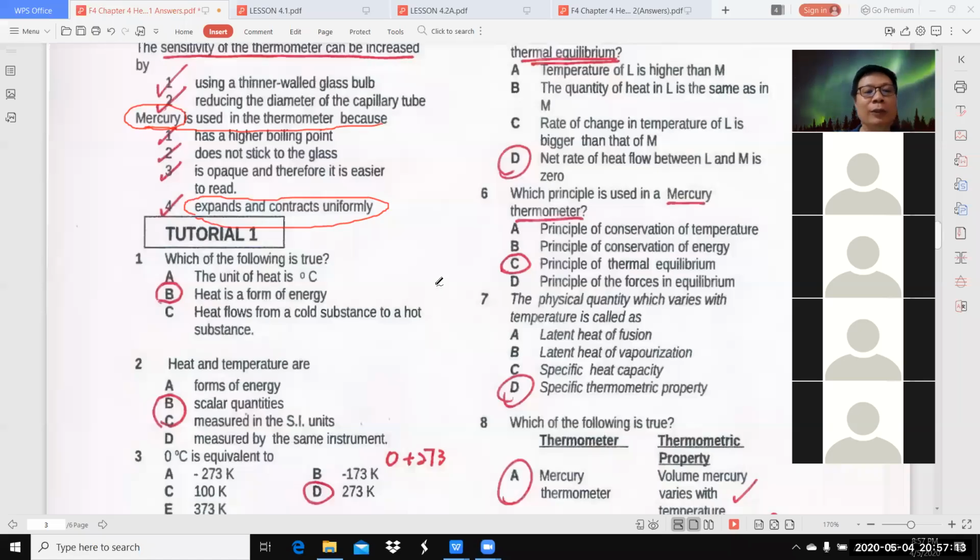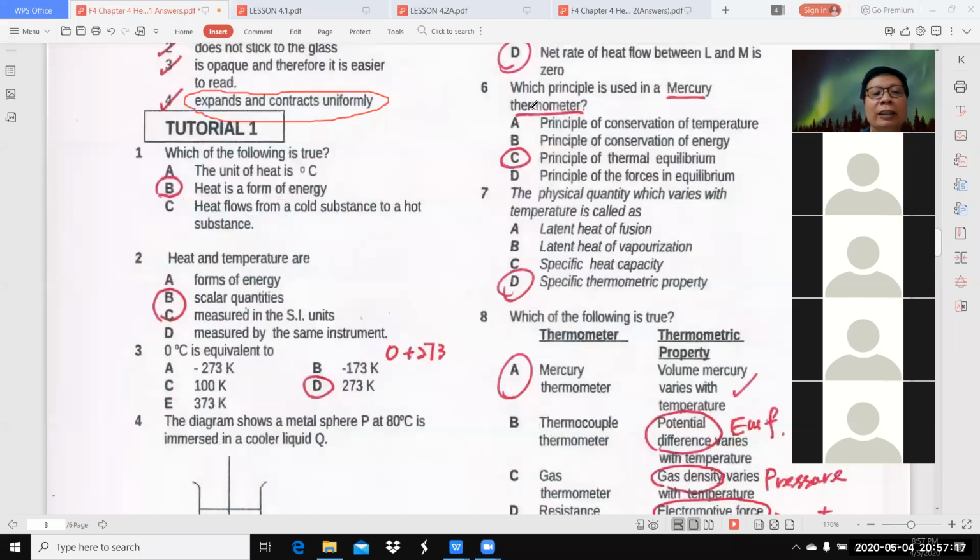Okay, come, we move on now. Next we have to answer all the questions, including the essay question. I know you don't like to answer those. Look at the objective questions, we go through very fast. Which of the following is true? Heat is a form of energy, so the answer is B.